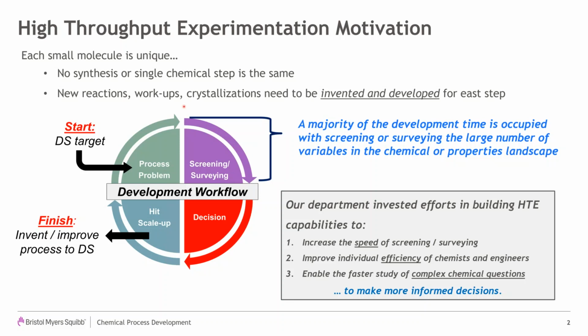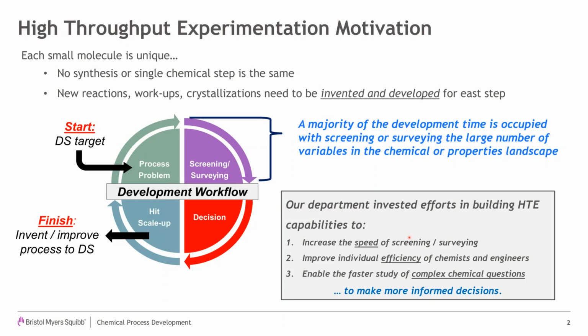So the legacy Celgene process department realized that high-throughput experimentation could really be a benefit in that it could increase the speed of this screening and surveying efforts and increase the efficiency of our chemists and engineers, and ultimately enable the faster study of these complex chemical questions to ultimately arrive at an informed decision. So the impetus for building this capability was clear.